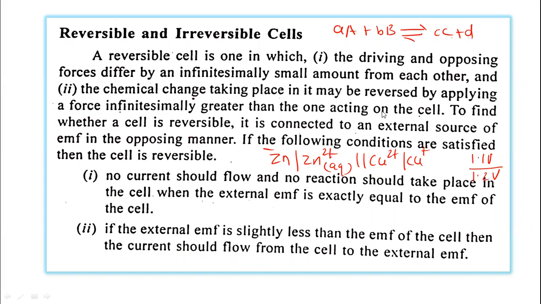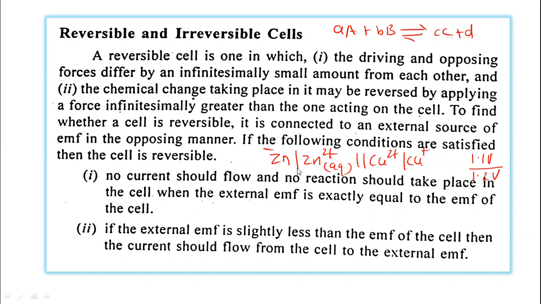on the cell. Now, to find whether a cell is reversible, it is connected to an external source of EMF. It means we have to supply electricity externally to the cell. And if the following conditions are satisfied, the cell is reversible. The first condition: no current should flow and no reaction should take place in the cell when the external EMF is exactly equal to the internal EMF, or EMF of the cell.